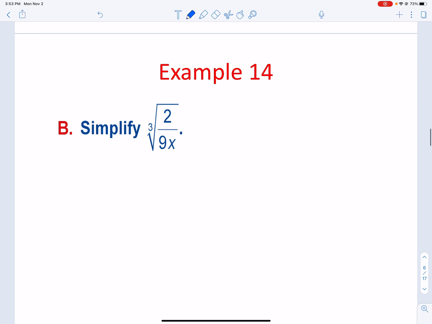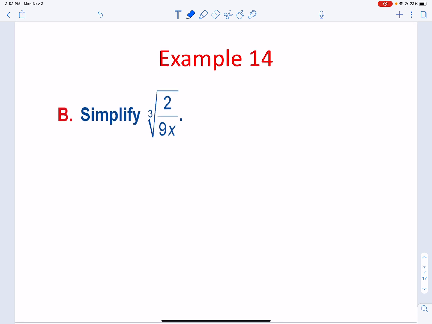So I would like you to try this one. No, I would not. Do not try this one. Stop. Don't try this one. We need to look at this.